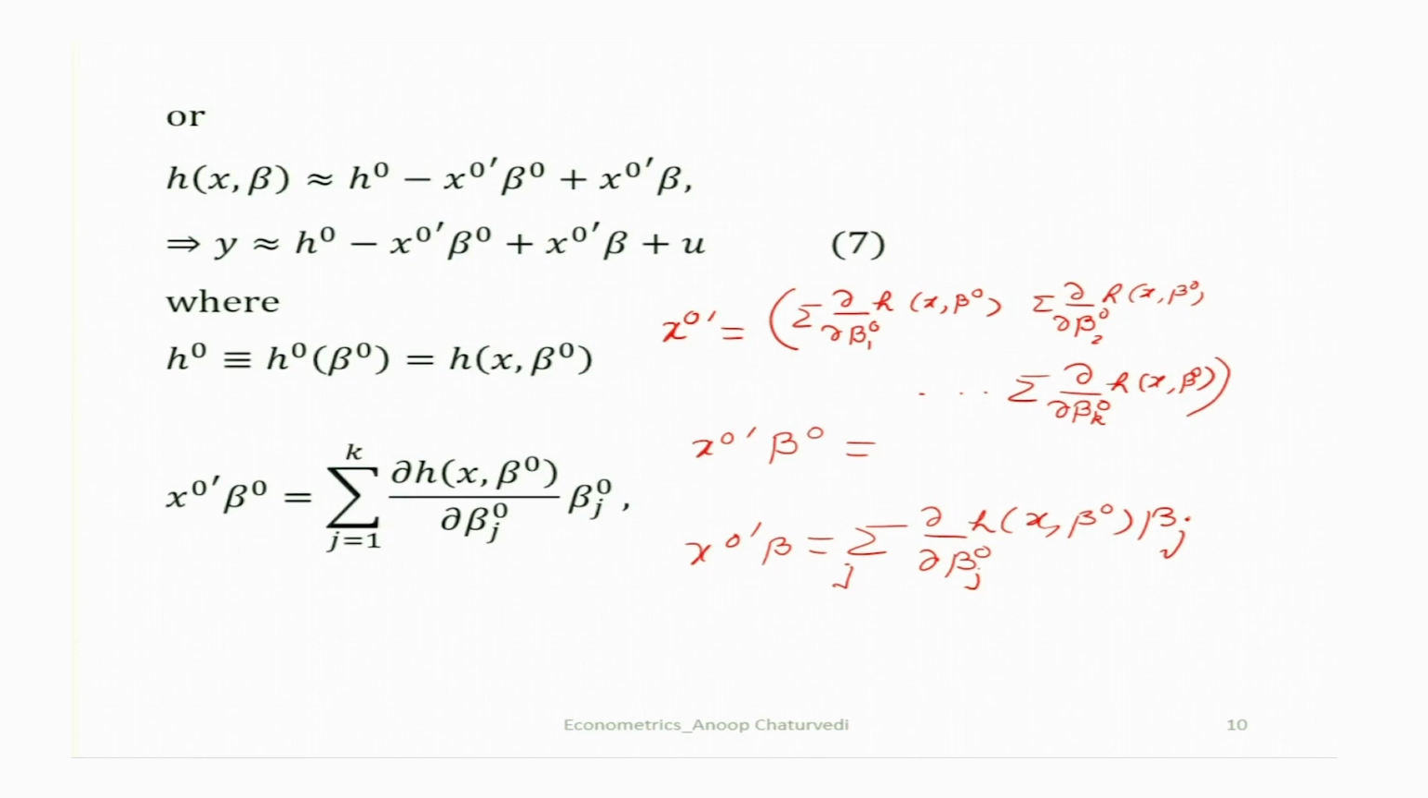So, using these notations we can write h(x, beta) approximately equal to h naught minus x naught transpose beta naught plus x naught transpose beta, and then you can write y approximately equal to h naught minus x naught transpose beta naught plus x naught transpose beta plus u. Now, this is somewhat like the linear regression model. This is your intercept term, and then you have this term also.